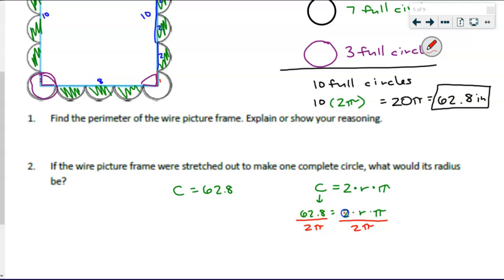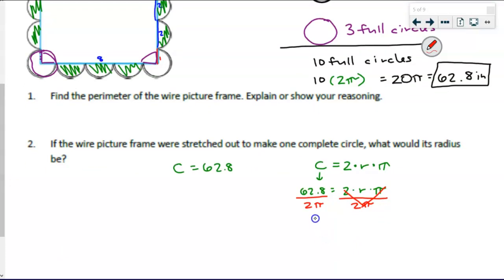Round to the nearest tenth here. What do you get? I have a feeling I know what it's going to be. Joshua. It is 10. You can see it up here.